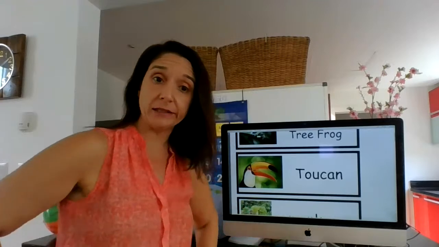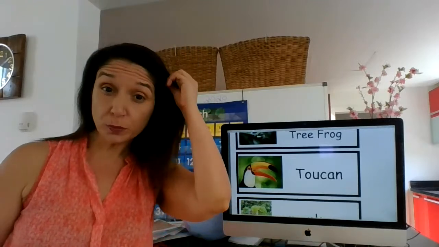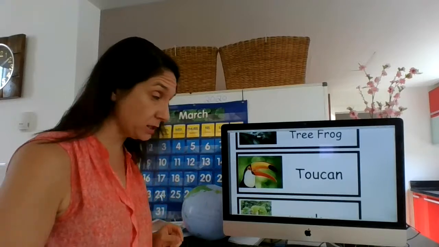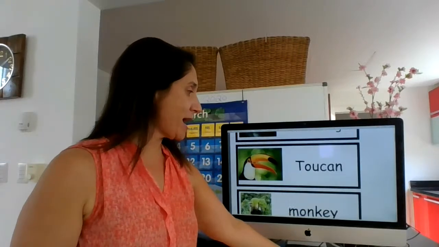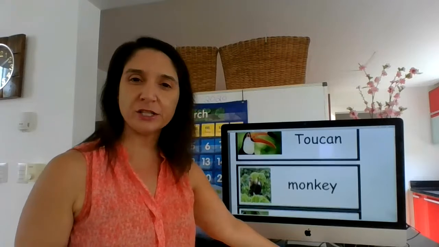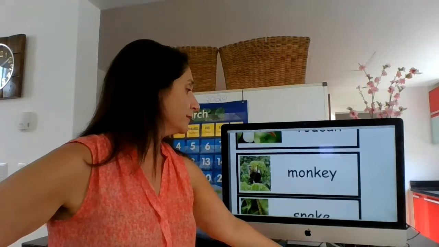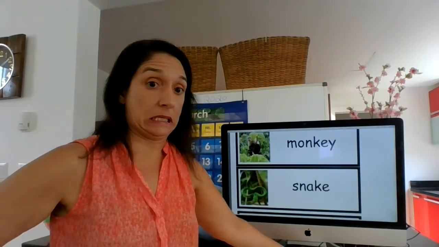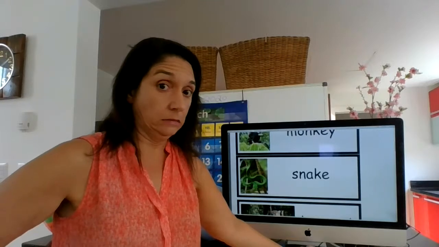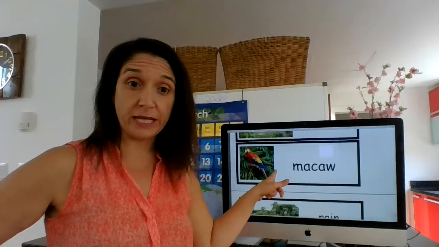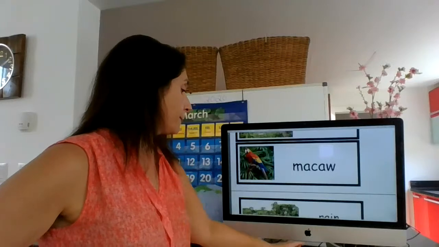Then we have the toucan. If anybody likes Fruit Loops, Toucan Sam is on the box cover. Then we have the monkey. I bet you there's a lot of you guys that are monkeys out there, aren't there? We have the snake, lots of different kinds of snakes there. The leopard, interesting. The macaw bird, which is the beautiful, beautiful bird that has all of those beautiful colored feathers.